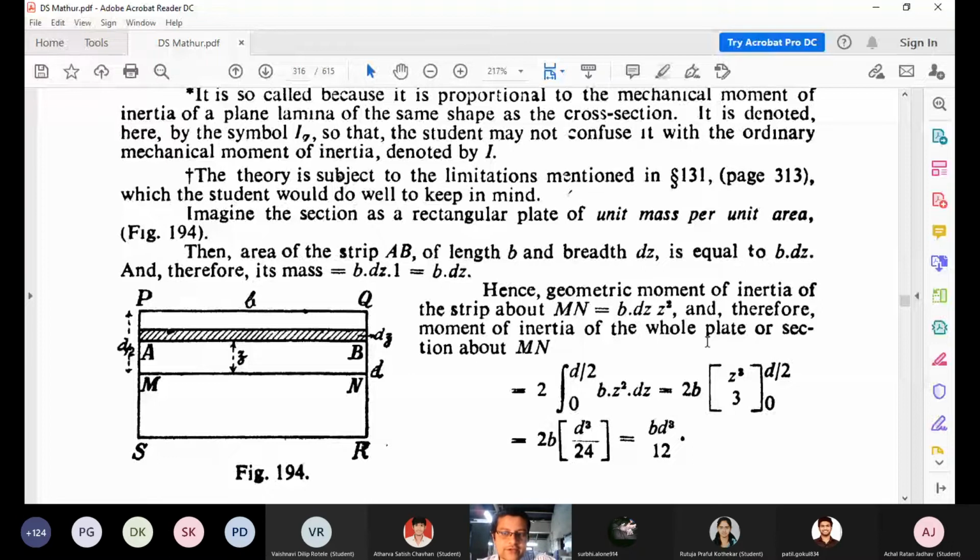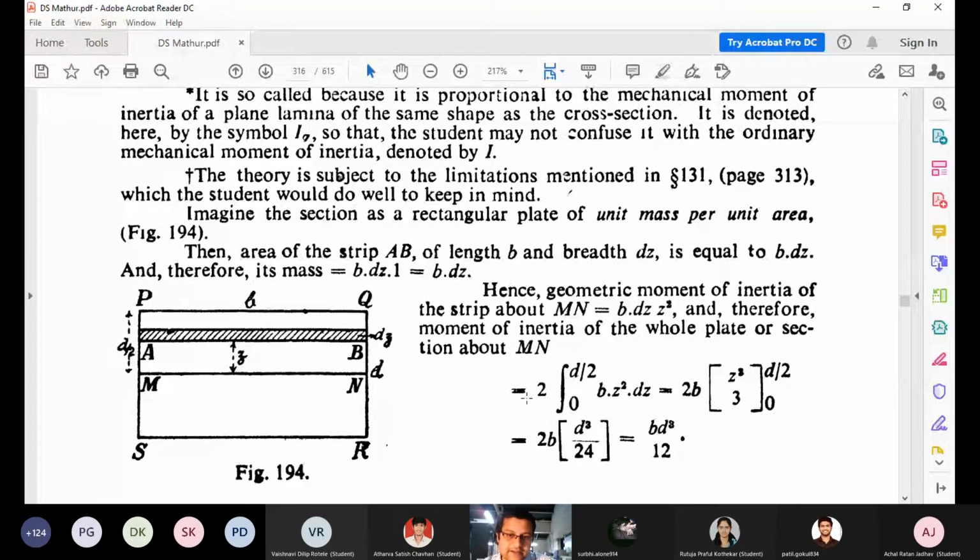Therefore, for the moment of inertia of the whole plate about this neutral surface or the filament Mn, you take the upper portion and the lower portion, so you must do it twice, from the center to d by 2. Or if you don't want to write twice, you just integrate from 0 to small d. Since we are considering from the middle portion, the central or the neutral surface, we need to consider the upper and lower portions.